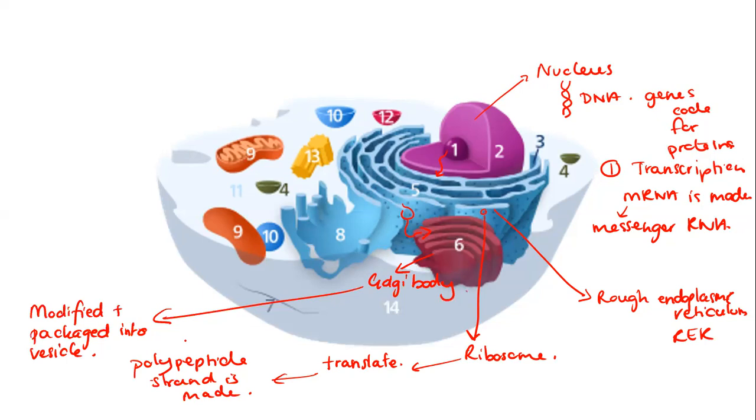And this vesicle is also known as a secretory vesicle if the protein is going to be secreted outside of the cell. If it's not going to be secreted outside of the cell, the protein will remain in the cytoplasm and be used elsewhere in the cell. So once it's packaged in the secretory vesicle, that secretory vesicle will move through the cytoplasm and head to the cell surface membrane. Here at the cell surface membrane, that vesicle will fuse its membrane with the cell surface membrane, and it will secrete the protein outside of the cell via a process known as exocytosis.